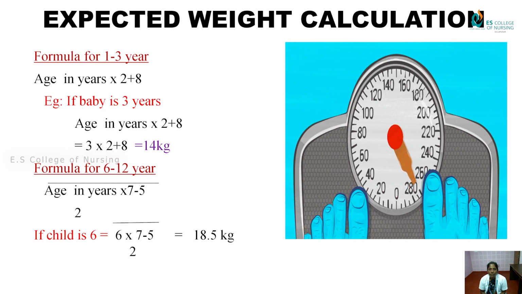Then coming to the formula for 6 to 12 years. Here we use (age in years × 7 − 5) whole divided by 2. The 'whole' was missed over there: (age in years × 7 − 5) whole divided by 2. Here the child is 6 years old: (6 × 7 − 5) divided by 2 comes to 18.5 kg. Hope you understood this formula. If you want any other clarification, you can go back and see the formulas.